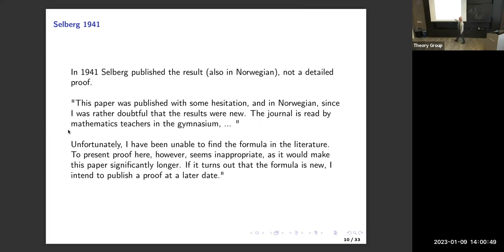So he didn't publish it in a full peer-reviewed journal, simply because he was not sure that it was a publication. "Unfortunately, I have been unable to find the formula in the literature. The present proof here, however, seems inappropriate, as it would make this paper significantly longer. If it turns out that the formula is new, I intend to publish a proof at a later date." And he didn't.